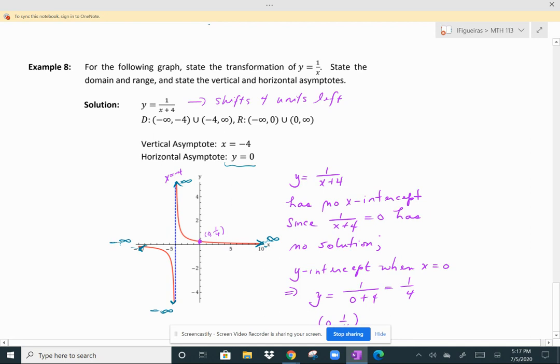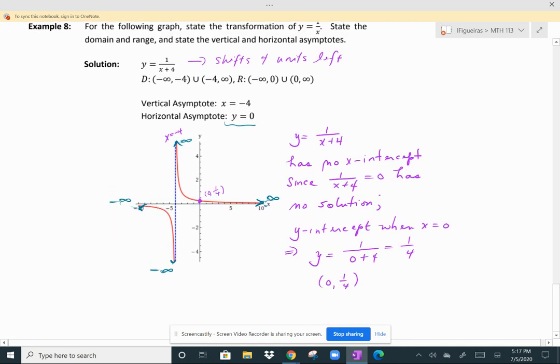And then here I also showed you a little bit about the intercepts. It has no x-intercept. It is impossible to solve this equation because the only way this could equal 0 is if the numerator is 0, and the numerator is a constant, it's 1. So there is no x-intercept. But for the y-intercept, that's when you let x equal 0. So that's the work you see here. So (0, 1/4) is a y-intercept, which is the point that you see here on the graph.